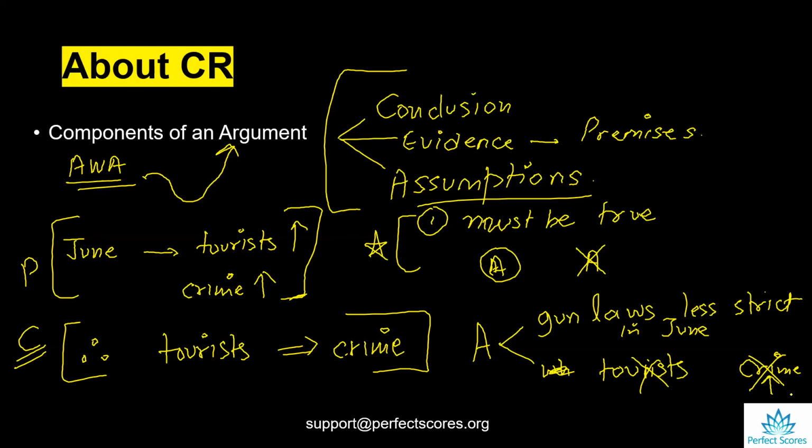So what happens is you'll be able to eliminate a few options because they just don't make sense. And then you're left with two options and you're confused which one is the actual assumption. So there's this test that you can do. You try to negate it and see which option is more important for the conclusion to still hold. And yes, in this case, it is the option that bases the tourists and the crime.